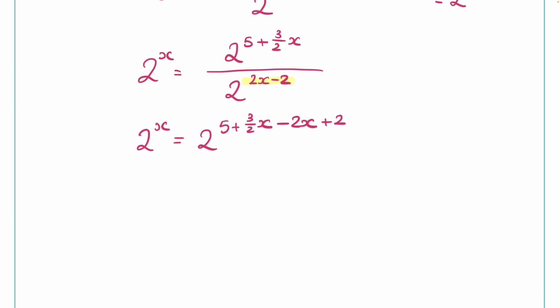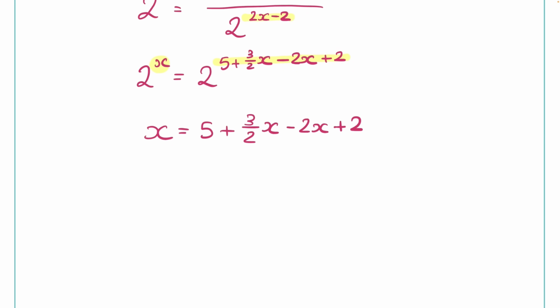So now we have this situation here where we have 2 to the power of x is equal to 2 to the power of all of this. So the powers now are equal. So we can just get rid of the 2's and we can just say that x equals 5 plus 3 over 2x minus 2x plus 2.